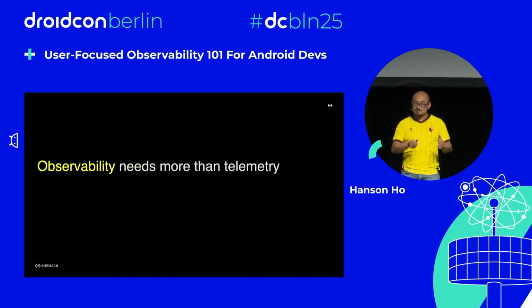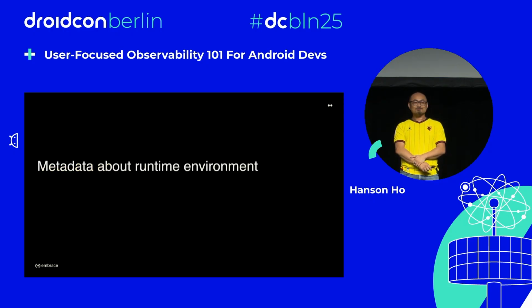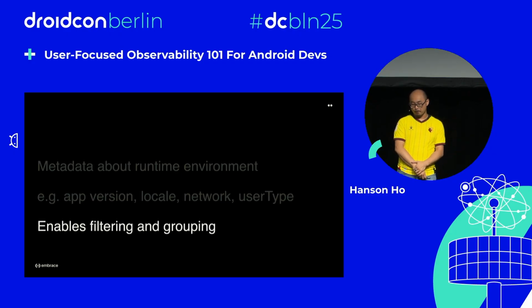Now, observability needs more than just telemetry. It also requires context. What do I mean by context? Well, it's basically just metadata about your runtime environment. You have static things like app version, locale, or dynamic things like network type, bandwidth, maybe even custom things like the type of user that's currently using the app. Whatever you need to answer questions. Now, this enables you to filter and group, and you can start segmenting your user base to see who gets what experience.